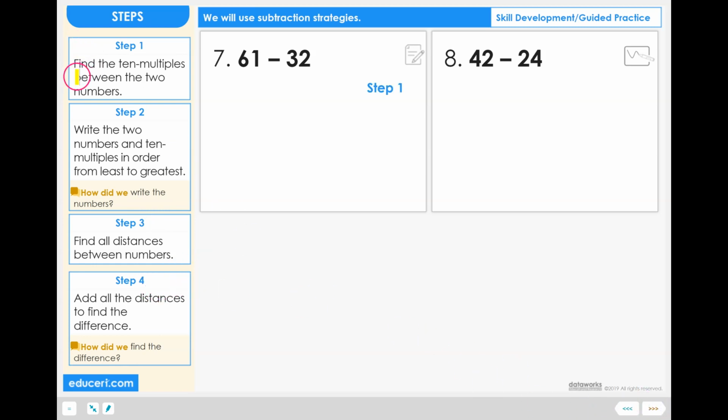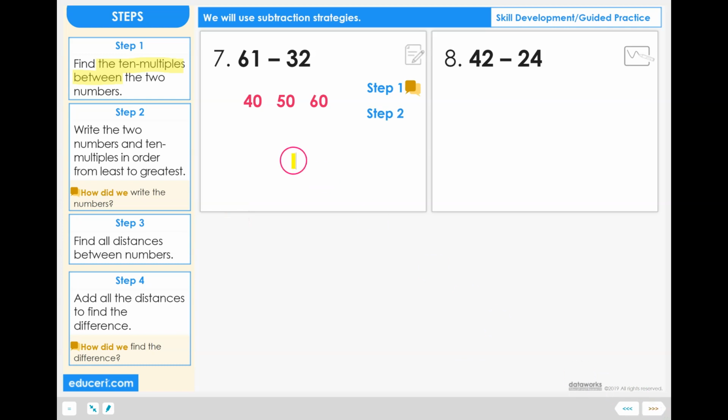Ready? Read. Find the 10 multiples between the two numbers. Now there's going to be a couple of 10 multiples between these two numbers, 61 and 32. Starting with 32, the first 10 multiple will be 40, then 50, then 60, and then 61 is our next number. So those are the 3 10 multiples between 32 and 61. We have to find all of the 10 multiples between the two numbers in step number 1.